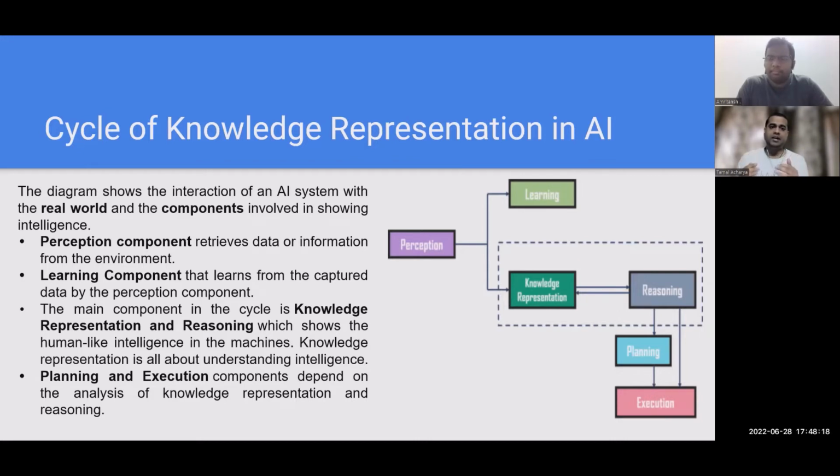Then comes the planning and execution. These two components we'll discuss separately. Planning comes first. Here, planning gives the initial state, finds the preconditions and effects, and the sequence of actions that need to be taken to achieve a certain state. Then comes the execution. Once you have planned, then you execute the plan. So last is the execution. This is the entire cycle of knowledge representation, which is important for a knowledge-based agent. Now moving on.